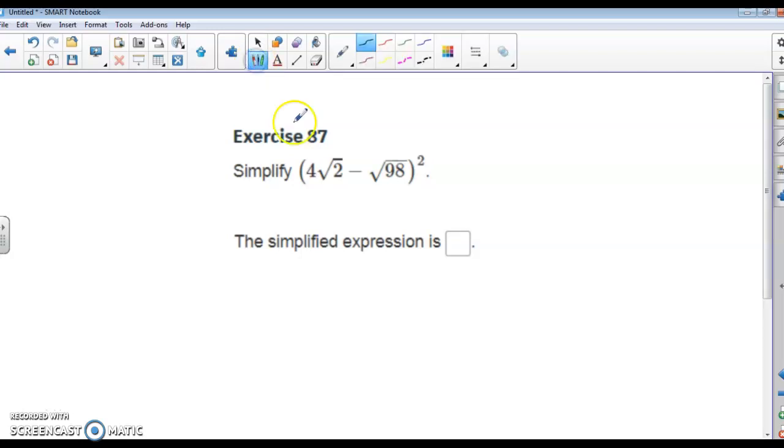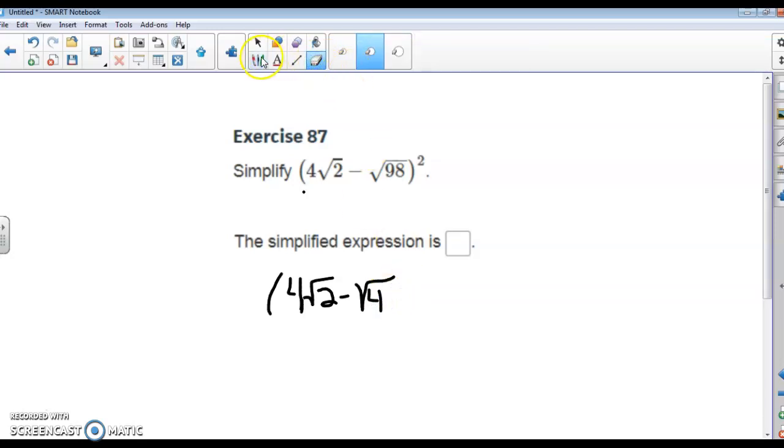Okay, for number 87, what I would do first is I'd probably simplify here first. Yeah, I'd probably simplify this first. So what I would do is I would take 4 square root of 2 minus square root of 49 times the square root of 2.